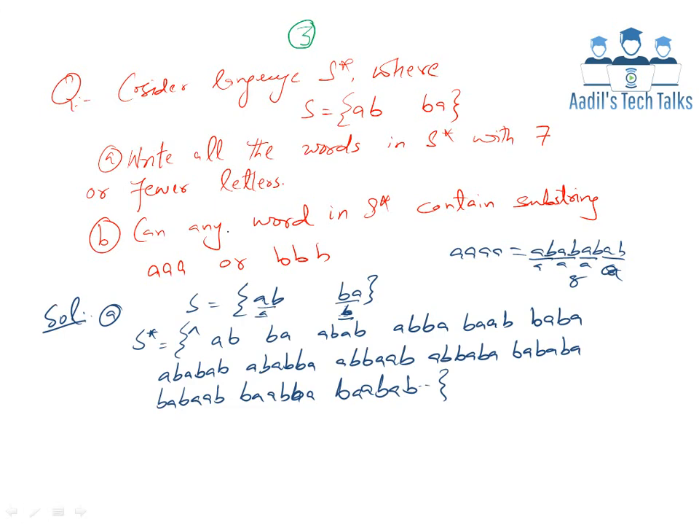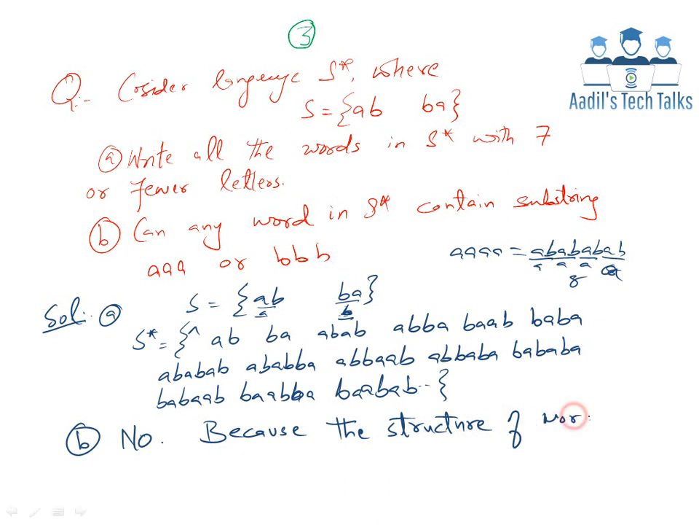Now it asks, can any word in S star contain the substring AAA or BBB? The answer is no, because the structure of the words AB and BA does not allow a triple A or a triple B.